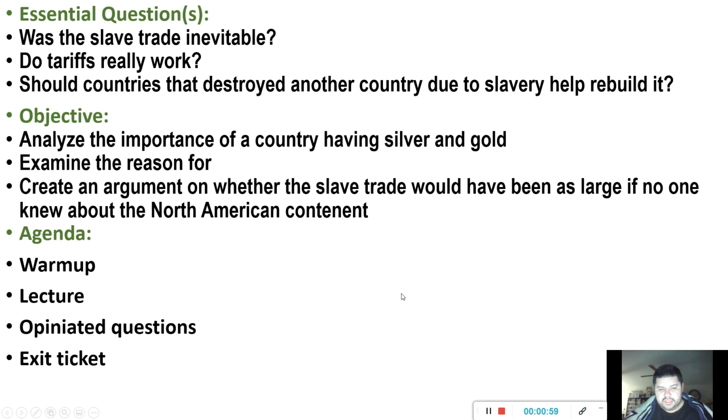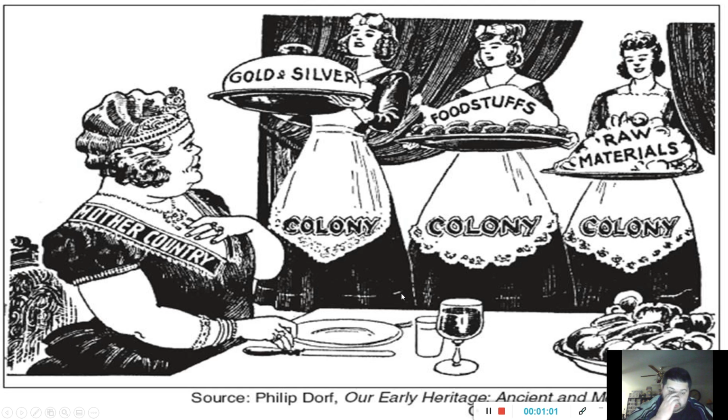So here is your warm-up picture. The first question asks you, what do you think this picture is trying to say? Look at those three maids, look at what's being said on them, look at the ladies sitting down, stuff like that. And then the second question asks you to make basically a prediction. Who do you think this mother country lady, the one sitting down, is?